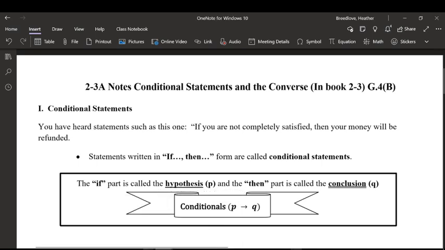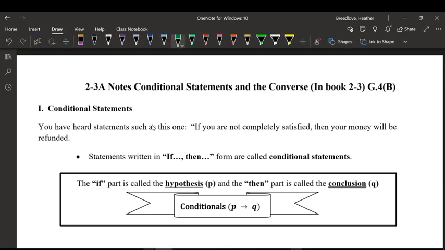Okay. So conditional statements. They follow the format of the example: if you are not completely satisfied with, then your money will be refunded. So if, then. If, then statements are conditional statements. There are conditions involved. These are written as if, and then the hypothesis will follow. Then, and then the conclusion will follow.